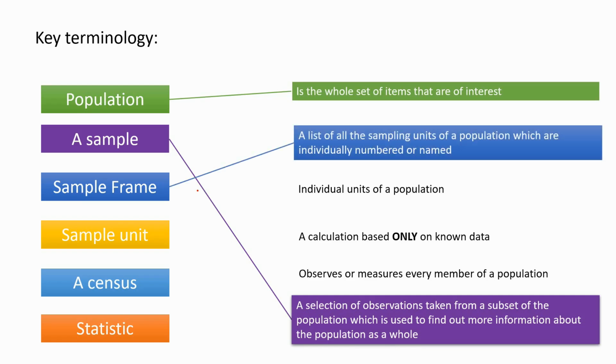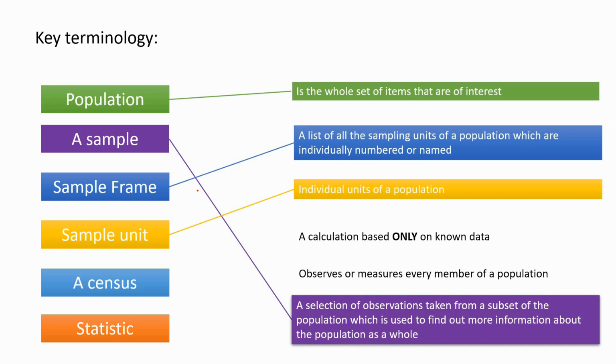A sample frame, this is a key word that you do need to be very familiar with. So this is when you are taking every single person, let's stick with the school example, and giving every person a number. So if you can number everything, then you have a sampling frame. Sampling unit is the individual people in the school, or the individual units of whatever the population is.